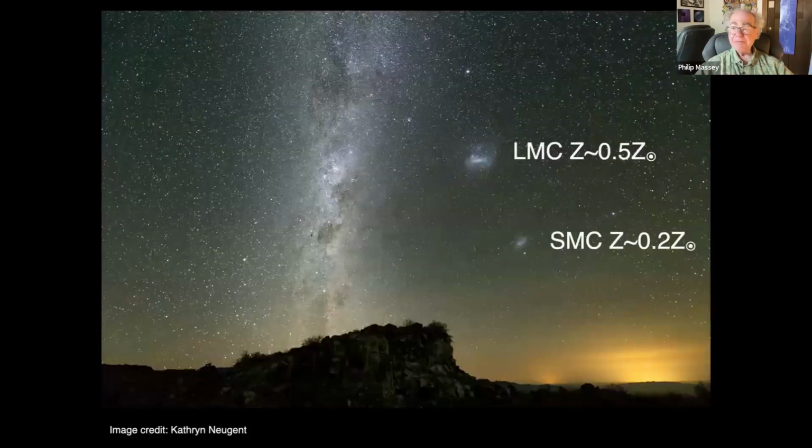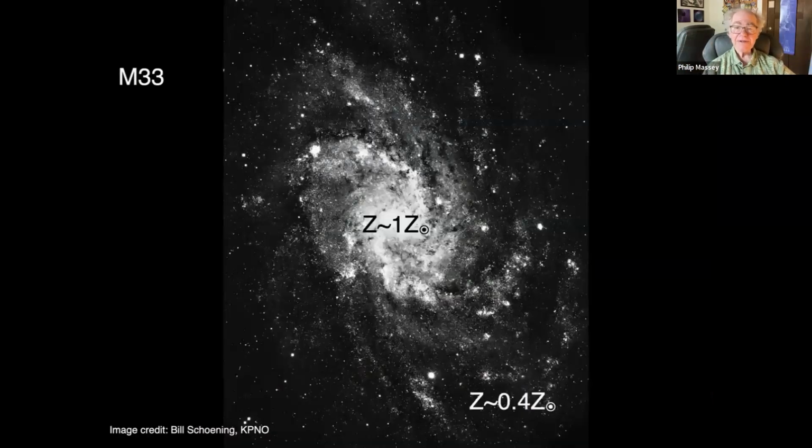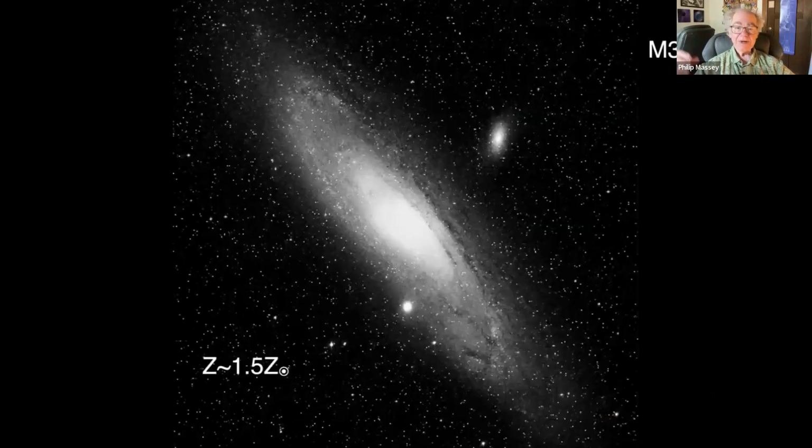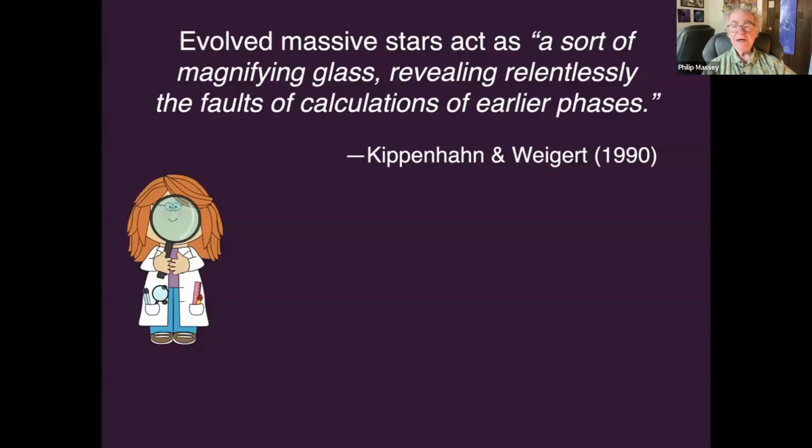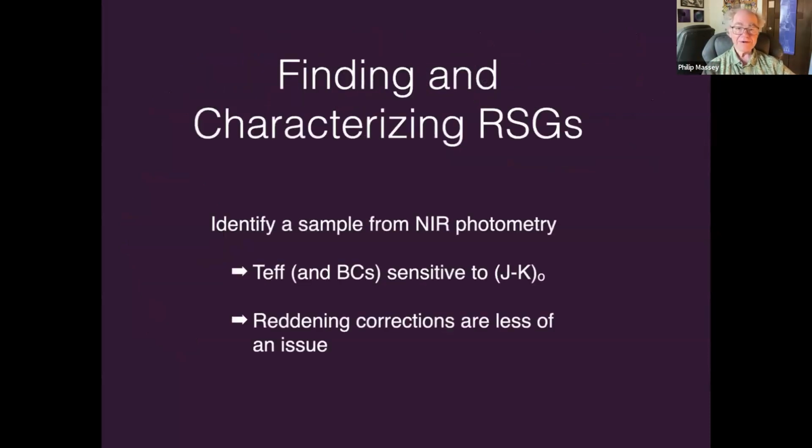The Local Group is a great place to do these experiments. We have the low metallicity Magellanic Clouds. We have M33 with this wonderful metallicity gradient from the center to the outer part. And we have the Andromeda galaxy, which has super-solar metallicity. In writing proposals, we argue that we use evolved massive stars because they give us such a handle on testing evolutionary theory, such a lever. But the actual reason is also that they're much easier to identify samples of than the unevolved massive stars.